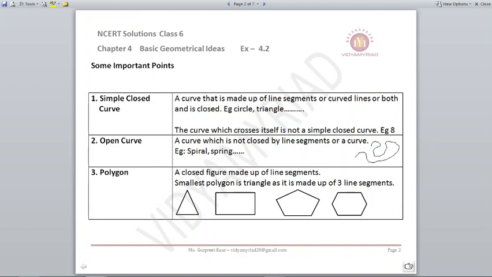So please remember that for a polygon you need to have a closed figure and it should be made up of line segments. Whereas in the case of a closed curve or open curve, it can be made of line segments or it can use a curved line. In any way we can do it. If the endpoints join or meet, they become closed. If the endpoints are left open, then it will be an open curve.